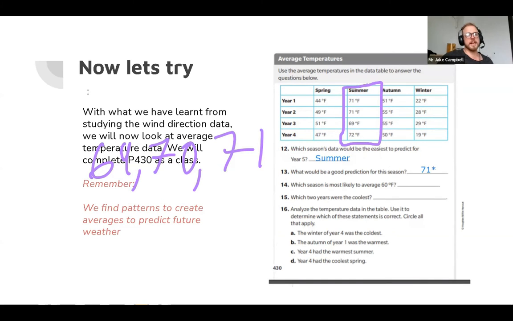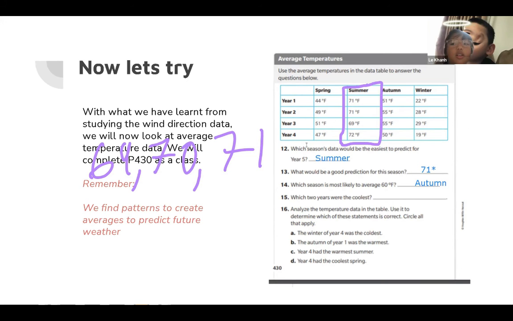All right, now on to the next one. Who have I not spoken to? Tell you what, Caroline, that's you again. So question 14, which season is most likely to average 60? It's autumn. Yeah, I think so too. Okay, and why? Because it's closest to 60 or furthest away? Close to 60. Yeah, it's one of the closer ones to 60. Okay, perfect. So I would write autumn there.